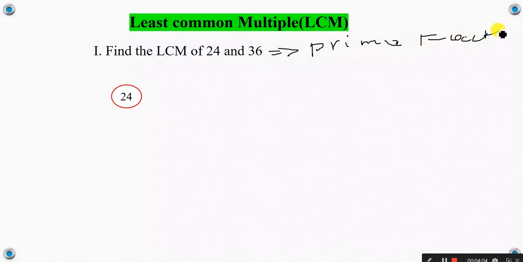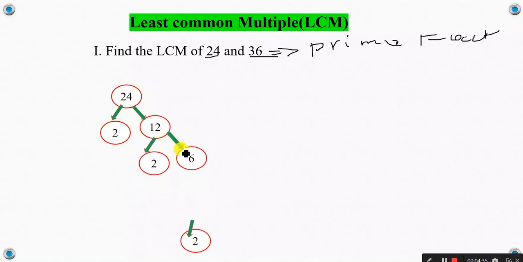By prime factorization, we can also find the least common multiple of given numbers. For example, to find the least common multiple of 24 and 36, let us first divide 24 by the first prime number. The first prime number in the natural numbers is 2. So 24 divided by 2 is 12. 12 divided by 2 is 6. 6 divided by 2 is 3. Now we have to stop dividing this number because we get a prime quotient, and divide the next number.